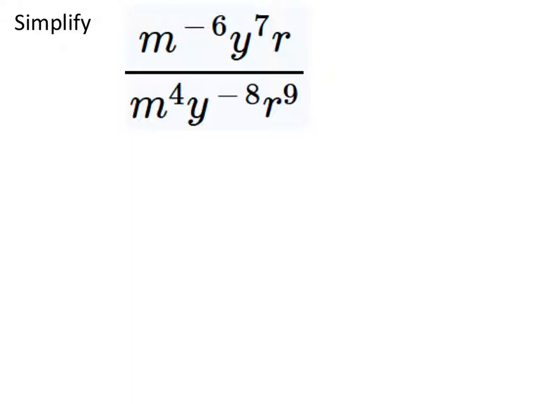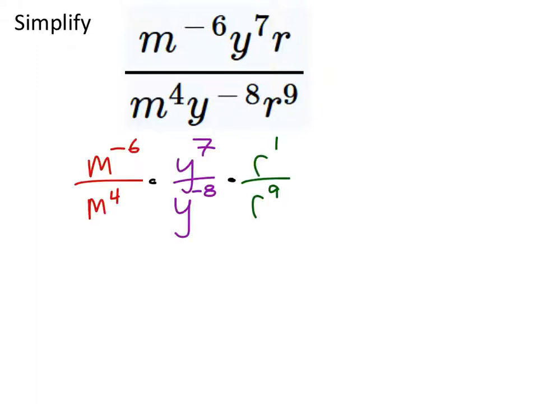All right. Again, we're looking at lots of different letters here. Maybe that's a little confusing for us, but if we can just split this up into smaller separate problems, then hopefully it helps us out. So I'm going to separate the m's, y's, and r's into their own fractions, right? All right, now we can move into the rules for these, the quotient rules. So m, I got -6 minus 4. For the y's, I got 7 minus that -8. Then the r's, I got 1 minus 9.